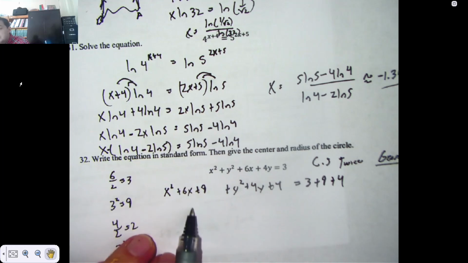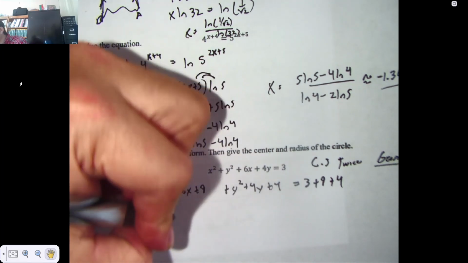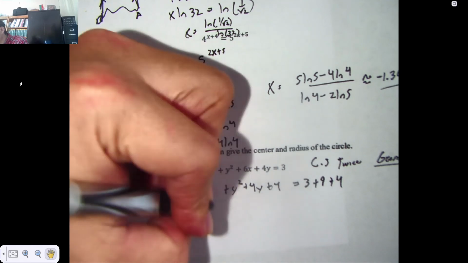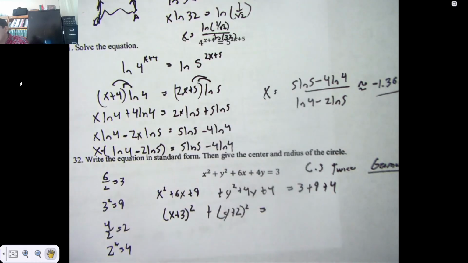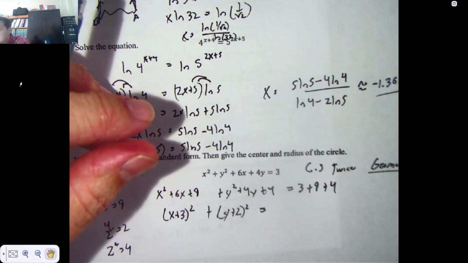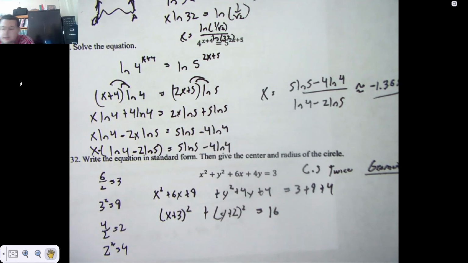So this is a perfect square. It factors as x plus 3 times x plus 3, or x plus 3 squared. This is also a perfect square. It factors as y plus 2 squared. And the right-hand side, what does it add up to? 16. So why did I make it look like that? Because I forgot to mention something you're supposed to already know.